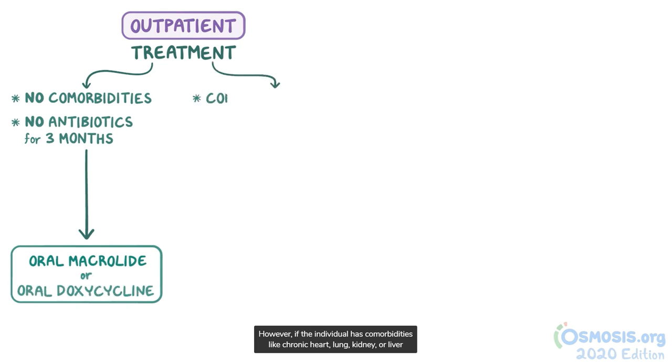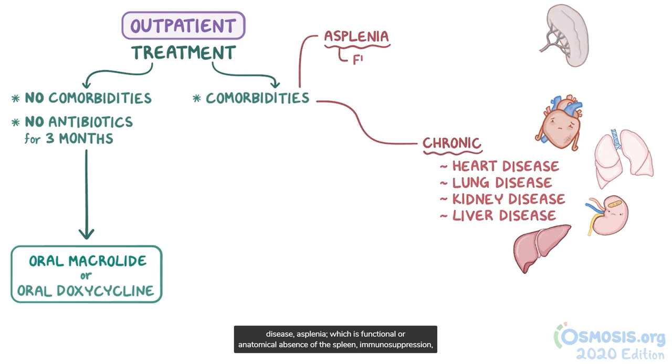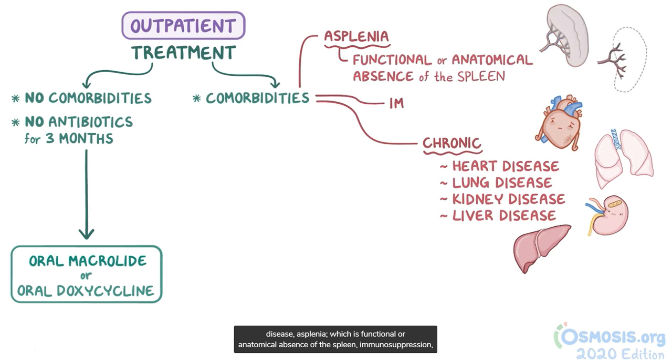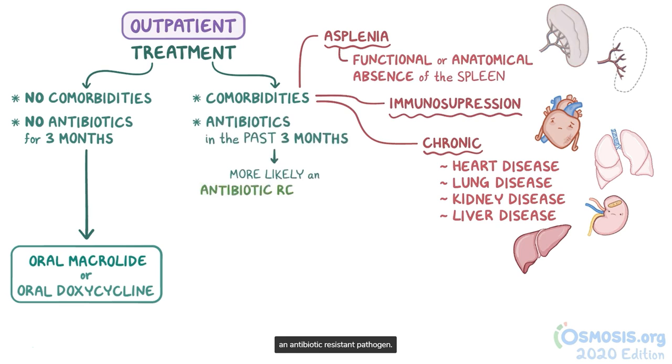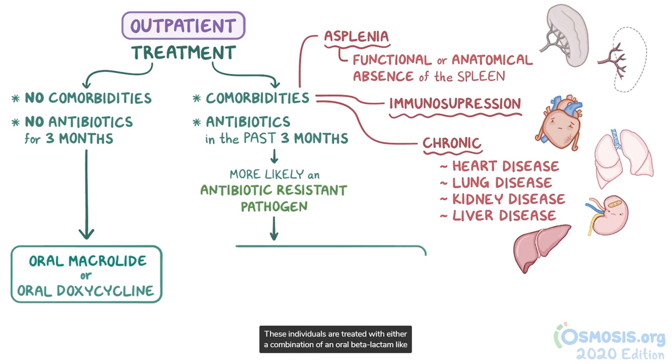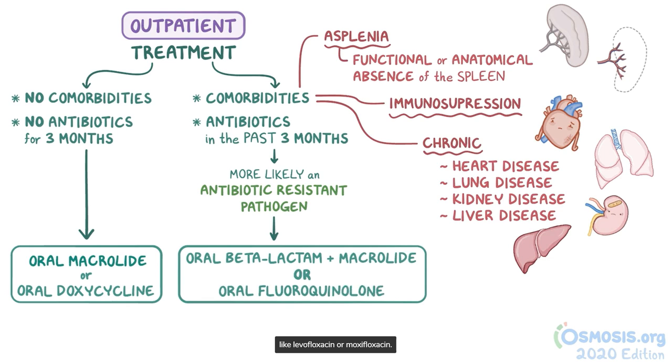However, if the individual has comorbidities like chronic heart, lung, kidney, or liver disease, asplenia, which is functional or anatomical absence of the spleen, immunosuppression, or if they've used antibiotics in the past 3 months, then they're more likely to have an antibiotic-resistant pathogen. So in these situations, the individual should not get started on an antibiotic that they've recently taken. These individuals are treated with either a combination of an oral beta-lactam, like amoxicillin clavulanic acid plus a macrolide, or monotherapy with an oral fluoroquinolone like levofloxacin or moxifloxacin. However, since ciprofloxacin doesn't reach high enough levels in the lungs to be effective, it's not an option here.